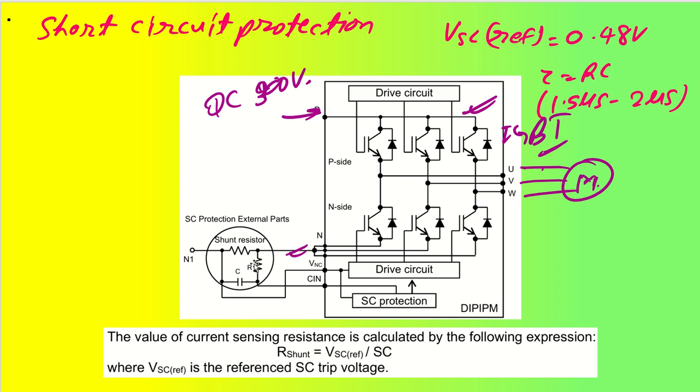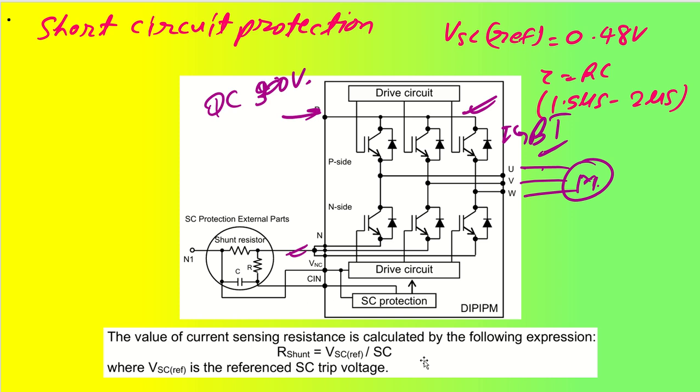Here is where we connect the shunt resistor, and that is the value we are going to calculate so that we can protect our driver IC. It is also connected to CIN. CIN is the short circuit protection input, which helps to shut down the IPM during a short circuit. In that case we will be utilizing an RC filter, which will smoothen the signal.